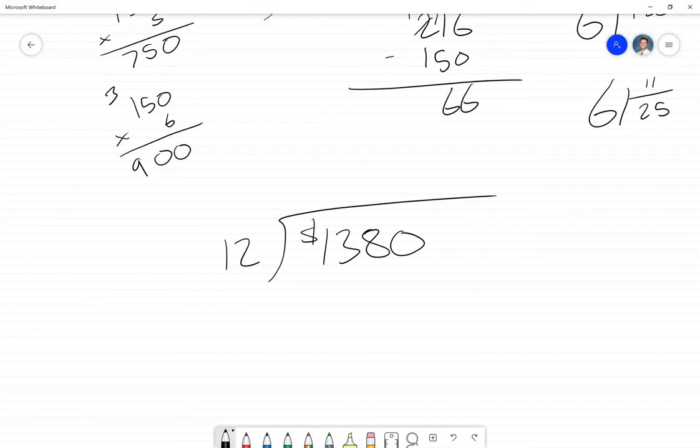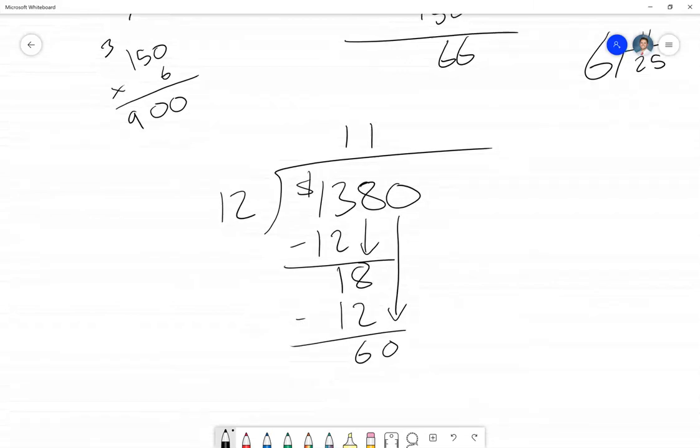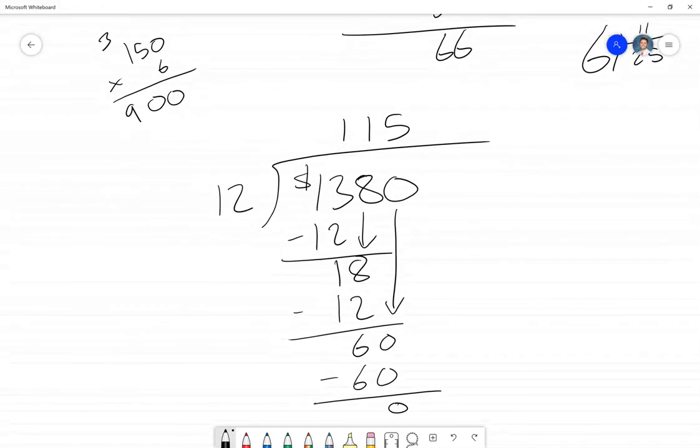12 goes into 13 one time. 12 times 1 is 12. 13 minus 12 is 1. 12 goes into 18 one time. 18 minus 12 is 6. Let me bring down the 0. And finally, 12 goes into 60 5 times. And 12 times 5 is 60. So in this case, you would make $115 payments each time. So 12 equal payments of $115.